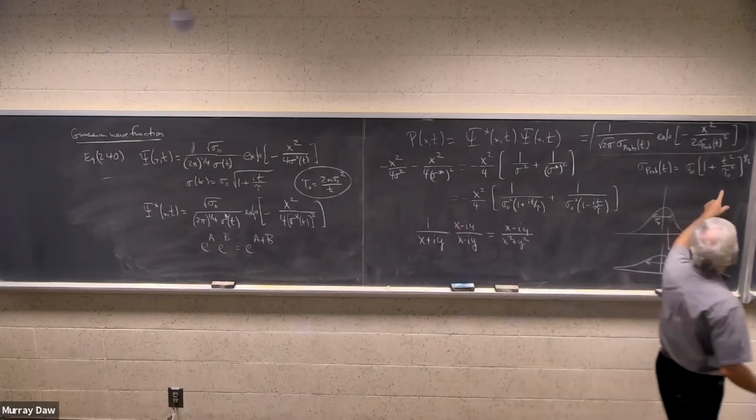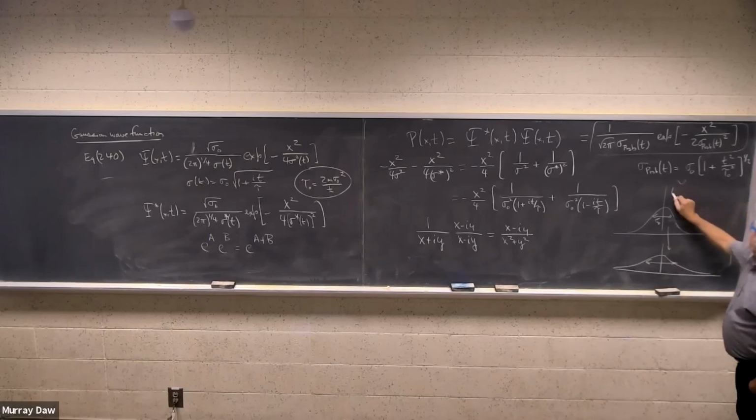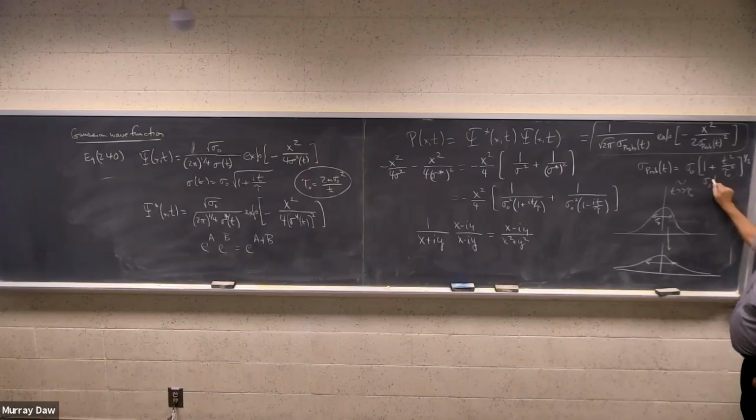Notice here, if we wait a long time, that is, if t is much greater than tau naught, we can replace this 1 plus t squared over tau naught squared by just t squared over tau naught squared. For t much greater than tau naught, this goes like sigma naught t over tau naught. The width is increasing linearly in time.